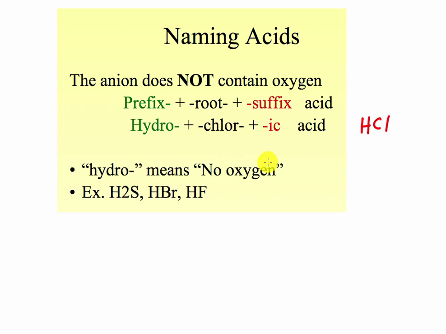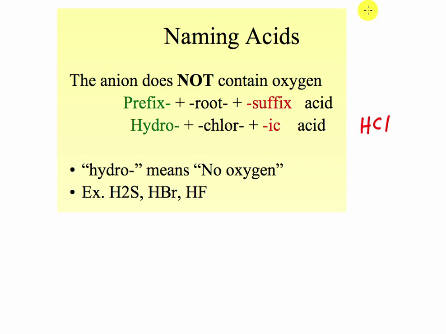It tells us there's no oxygen. Be very careful with this. Students get very confused with this. Hydro means no oxygen. So as soon as you see a name with hydro in it, you know that we are dealing with an element that has no oxygen. Essentially, it's going to have a monatomic ion in there.